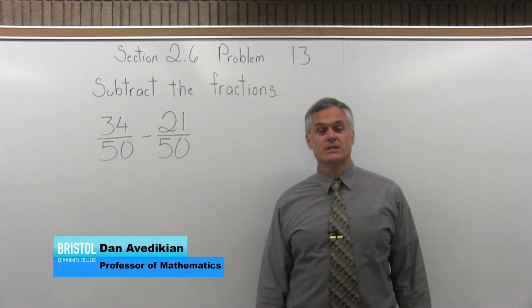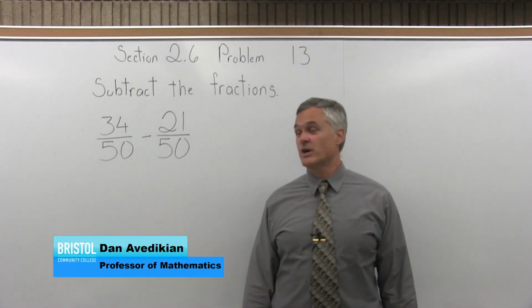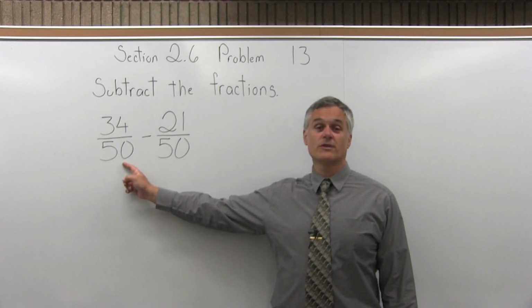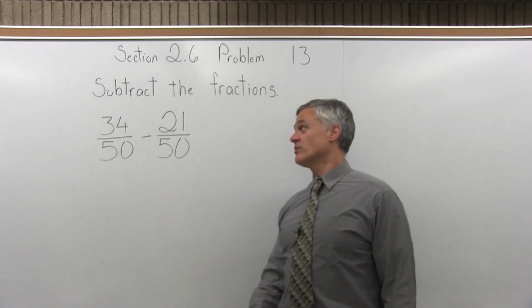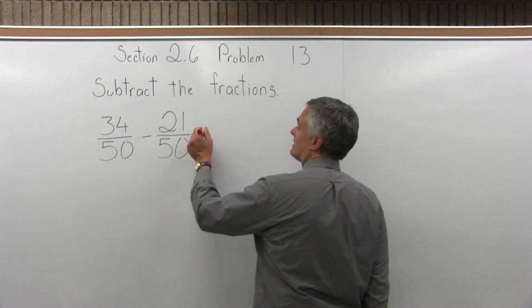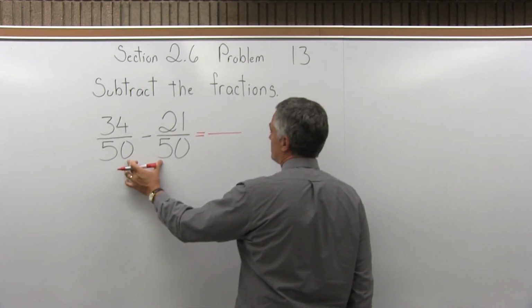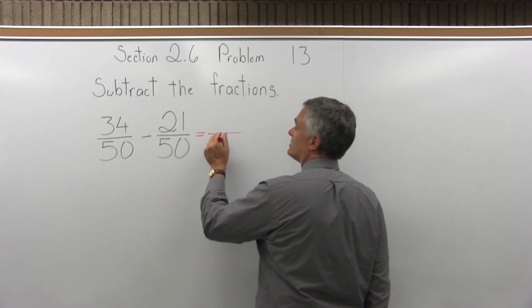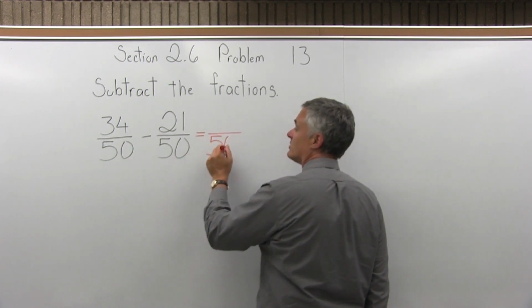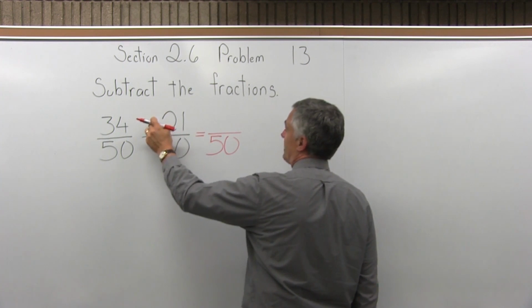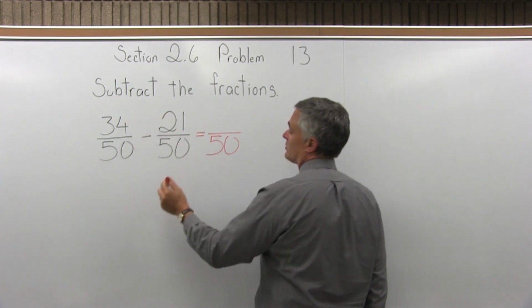This is Section 2.6, Problem 13. It says subtract the fractions, and we have 34 over 50 minus 21 over 50. So the numbers are starting to get sort of big for this problem, but it's not too bad. The denominators are the same in both fractions in my question, so I'll keep the same denominator in my answer. It'll be 50. Now I can just combine the numerators, 34 minus 21.